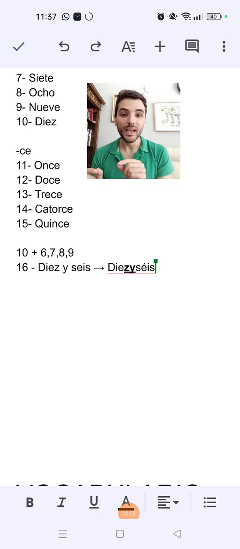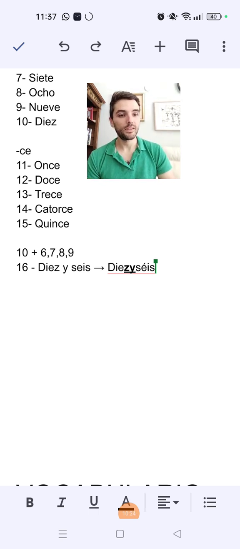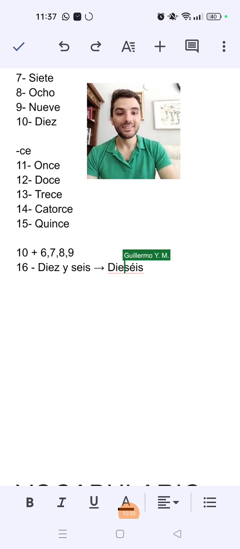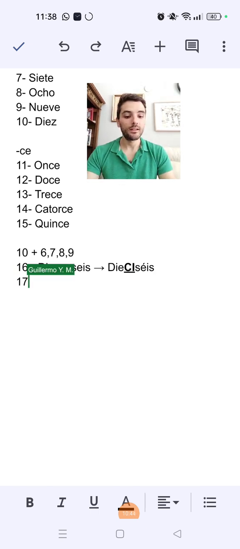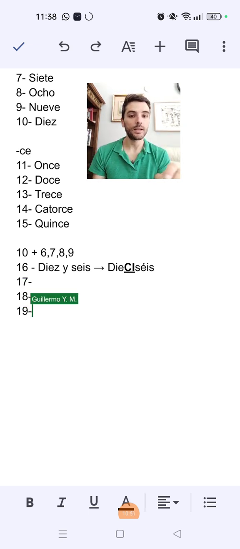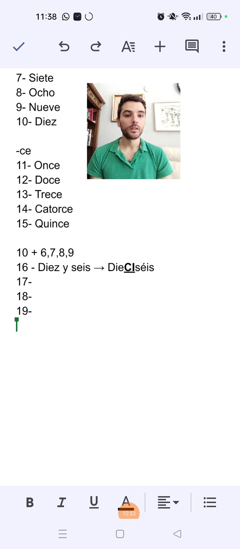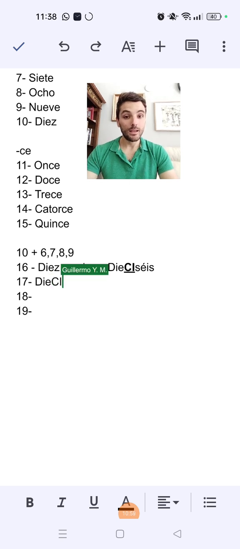Thi, 10, 16. Okay, so then that is with the C and the I. 16. Okay. Now you should be able to write the other numbers. So give yourself some time to write them down. So then this one is 10, again 17.